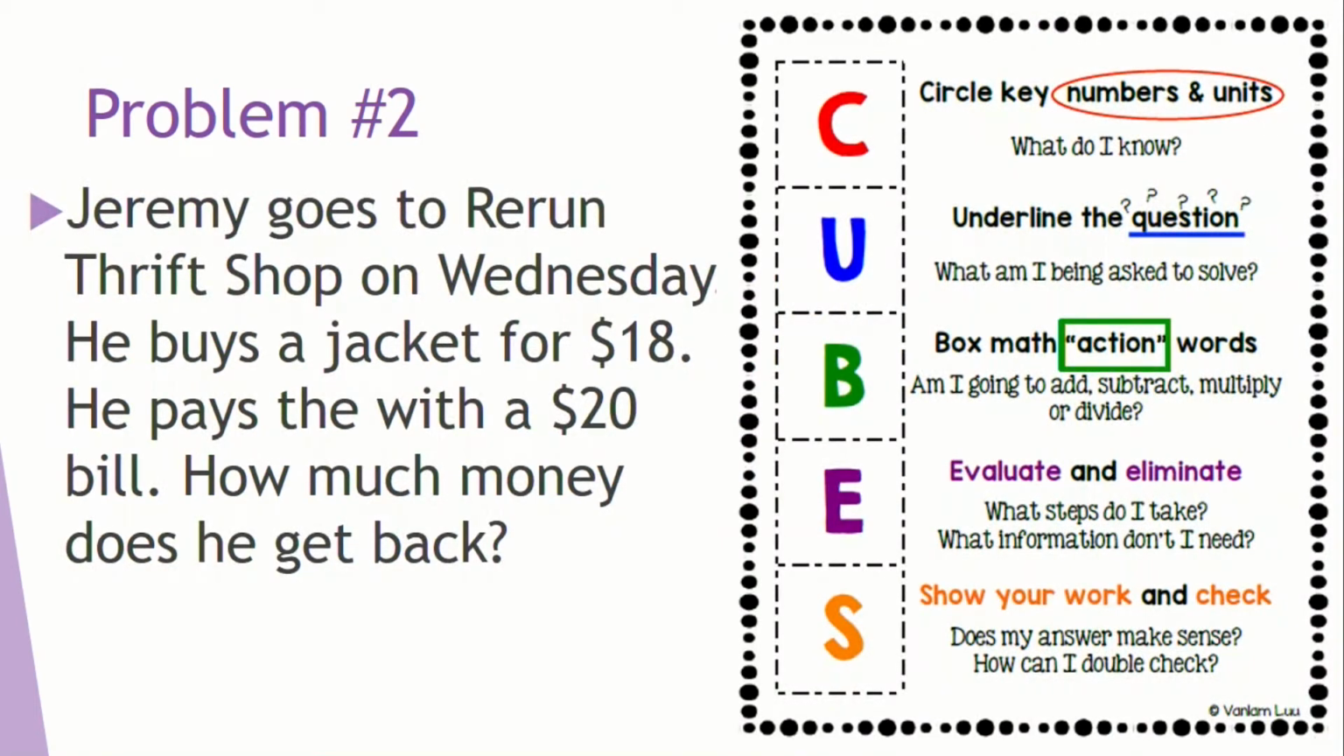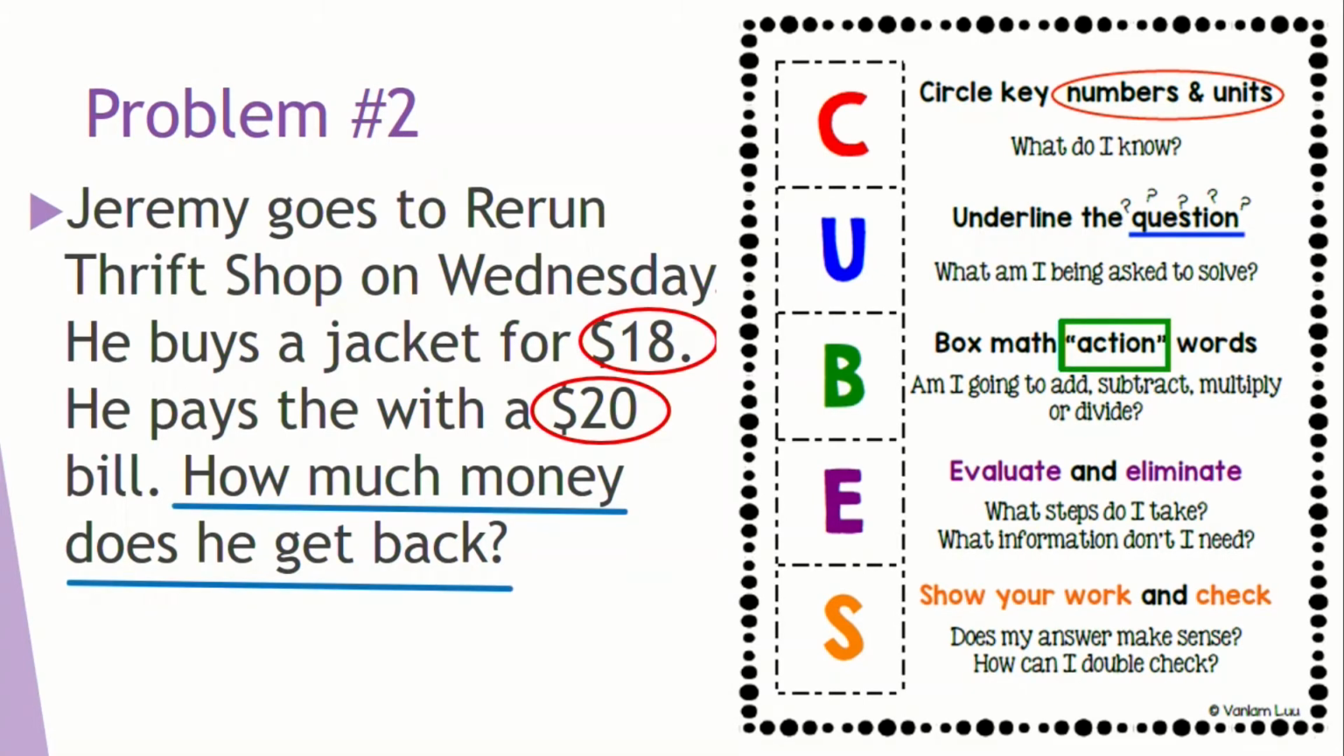Let's use the CUBE strategy to solve this problem. What's the first step in the CUBE strategy? Do you remember? That's right, it's C. Circle the numbers. Look for the numbers and go ahead and give me a thumbs up when you're ready. Good. 18 and 20 are our numbers that are important. Second step, who remembers what it is? Underline the question. Do you see a question in there? How much money does he get back?